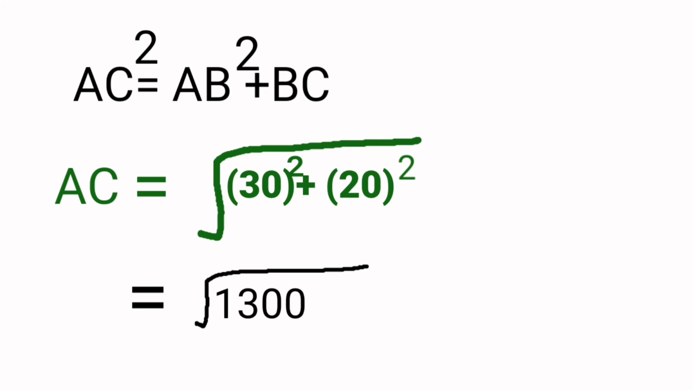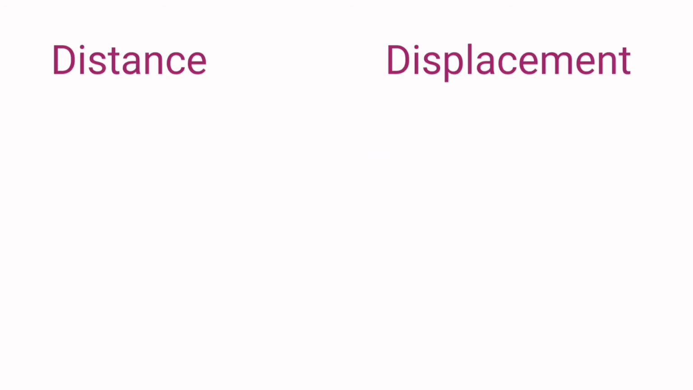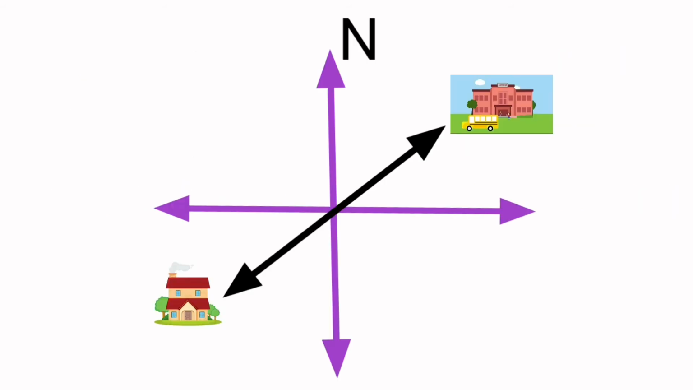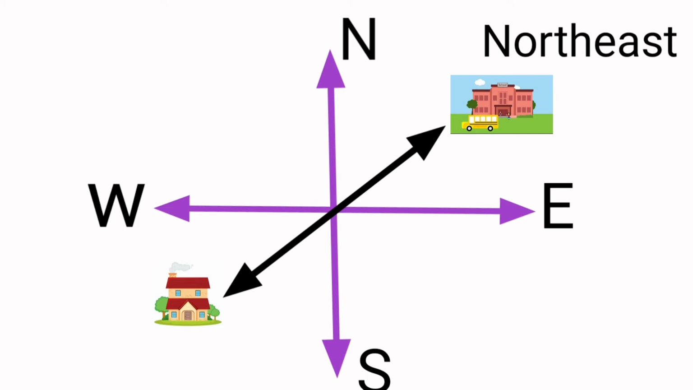the displacement. Again, distance is a scalar quantity, meaning it requires only magnitude, no direction. But the displacement is a vector quantity, it requires magnitude as well as direction. Meaning at what direction your school is from your home, then we can say that it is in the northeast direction.